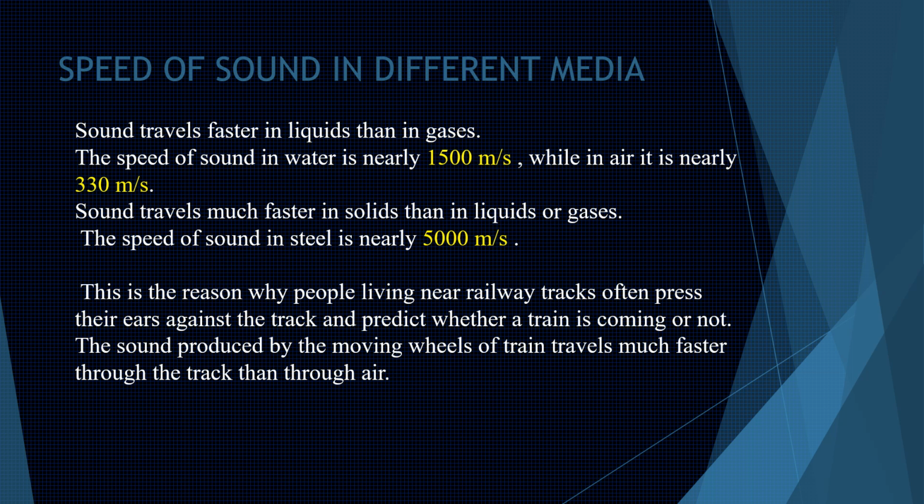Now this is the reason why people living near the railway tracks often press their ears against the track and predict whether a train is coming or not. Why? Because the sound produced by the moving wheels of the train travels much faster through the track than through the air. So just by pressing the ear near the tracks, they can predict the coming of a train.